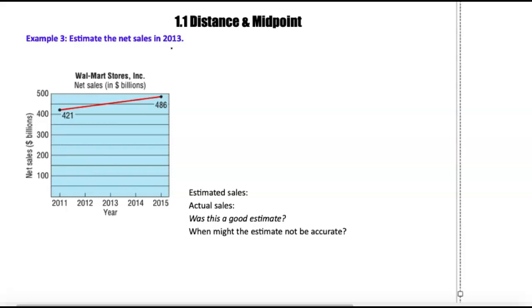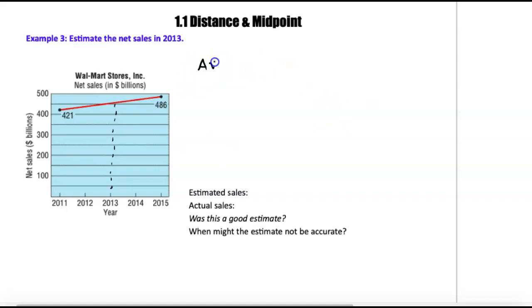Now would be a good time maybe to pause the video and see if you can estimate what you think the sales would be in 2013. One way to look at this is to simply say, well, from 2011 to 2015, 2013 happens to be right in the middle. That's the middle year between those two endpoints. So you might say, if that's right in the middle, maybe my sales there would be right in the middle. So I could take the average of those two.